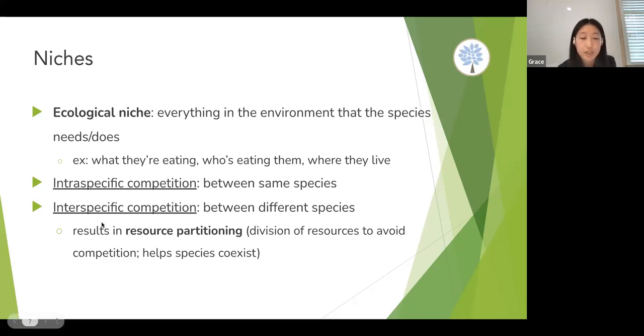And interspecific competition is going to result in resource partitioning, which is the division of resources to avoid competition, and it helps species coexist. So basically, an organism's niche is going to include a wide range of things. It's not just one role that they have, but they're going to need many different resources, and not necessarily all of them are required. So when two species are facing interspecific competition, naturally as a result, they'll shift to the separate parts of their niches that don't overlap to avoid competition to help both species exist.